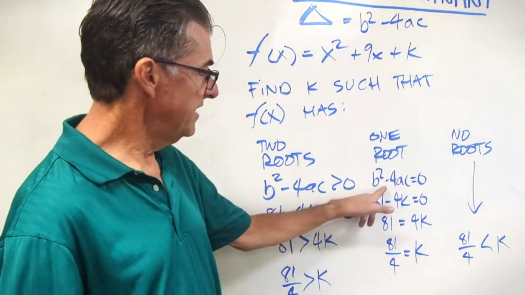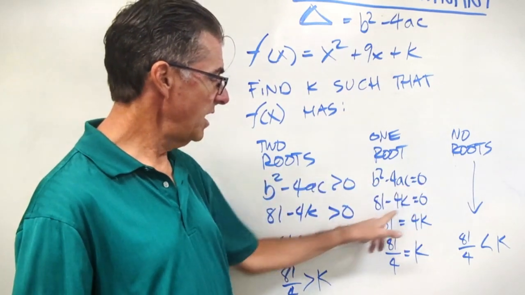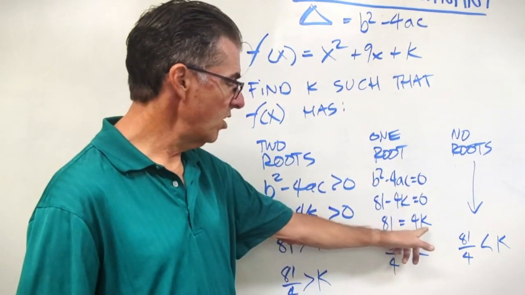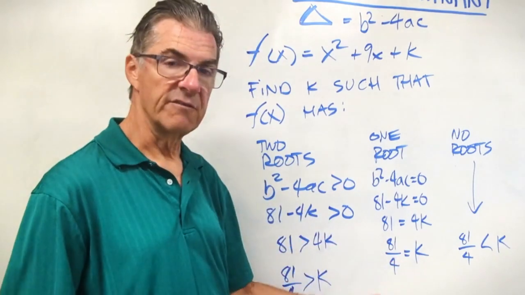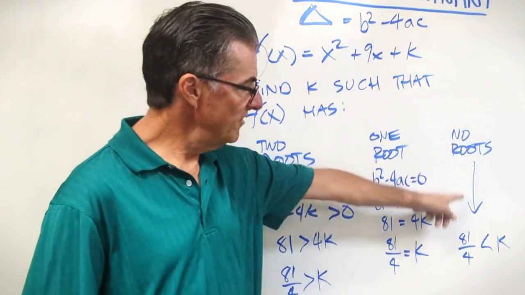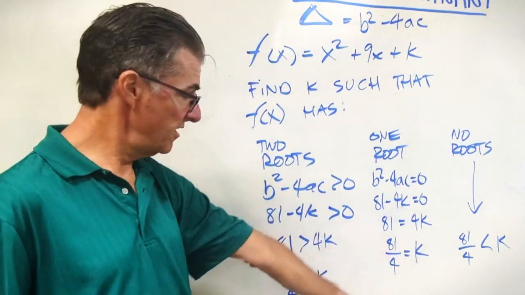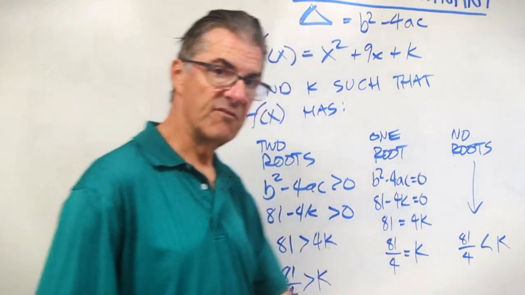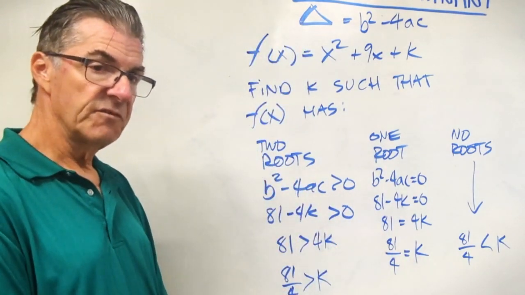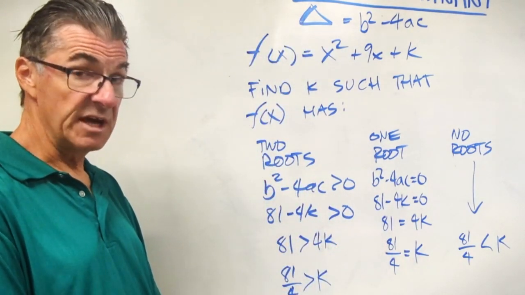So here's how I crunched the numbers for one root. I realized that the discriminant has to equal 0. I did my plug-in, I moved my 4 over, I divided through by 4, and I get k equals 81 fourths. So you can see on this one, I didn't do all the steps. I just wrote k has to be greater than 81 over 4. Pause the video and see if you can figure out how I avoided all those steps.